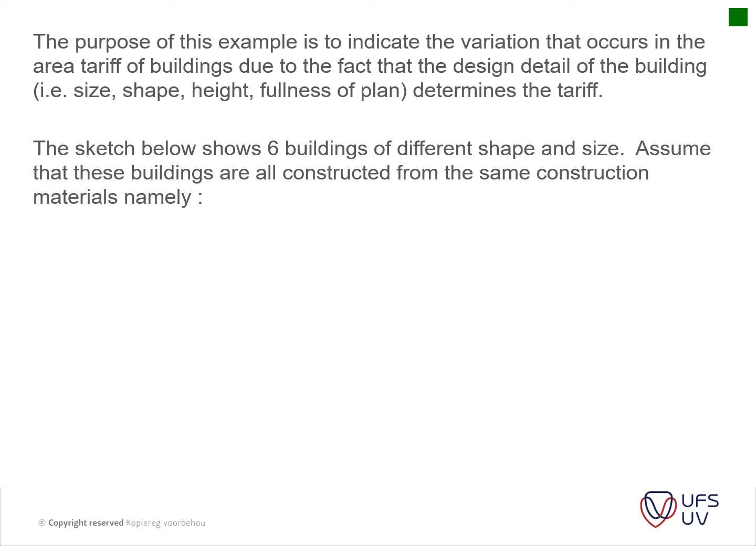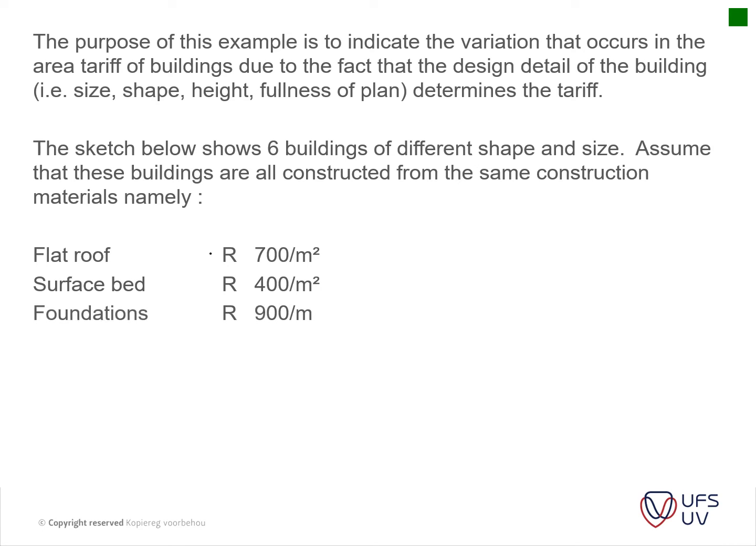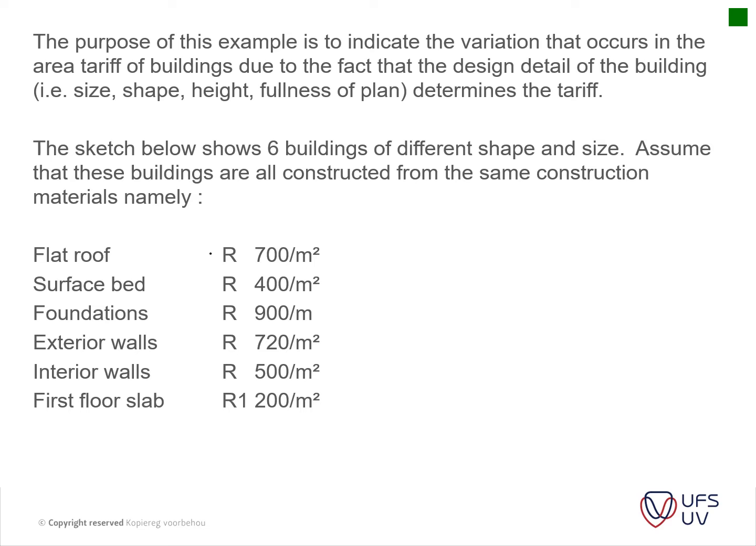Okay, so we're only focusing on one, so we're not going to focus on all 6. So I'm just going to look at one of the examples. You're given the following rates. Your flat roof has a rate of 700 Rand per square meter. Your surface bed, your foundations, your exterior walls, your interior walls, your first floor slab, and so on. That's more or less what you'll need for this example. So let's have a look.